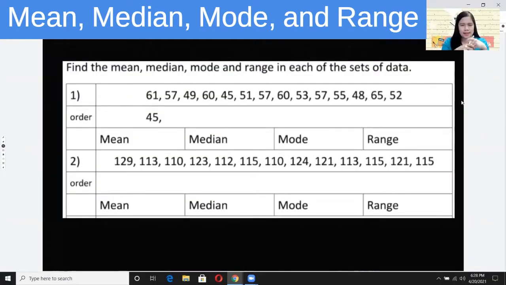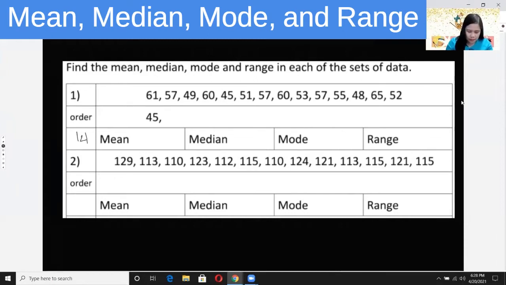So we have 14 sets of data, from 61 to 52. Let us write 14 here so that we have an idea of how many numbers are in the set of data. To find the mean, median, mode, and range in each set of data, step one is to arrange the given data in order first, from least to highest or highest to least. It's up to you what you prefer, but I prefer to write them from least to highest.